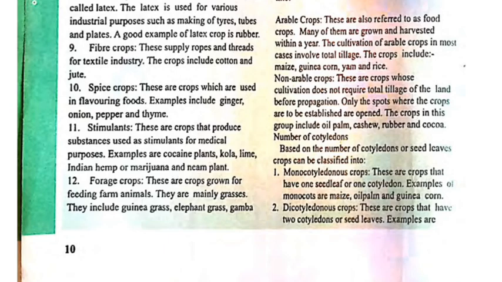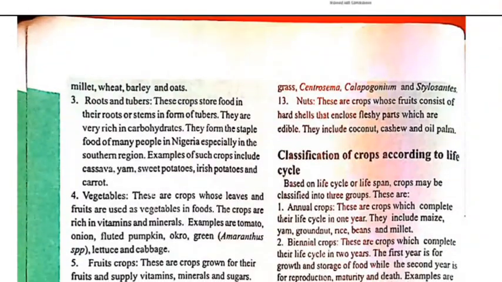We also have forage crops. These are crops grown for feeding farm animals. They are mainly grasses. They include guinea grass, elephant grass, gamba. Now, most times you will observe that forage crops are being grown alongside legumes, because if you go back, you will see that legumes are good in converting atmospheric nitrogen. So when planted together, they help these grasses to grow faster, and when animals feed on them, it makes the forage crops more viable for the animals and it gives them more nutrients.